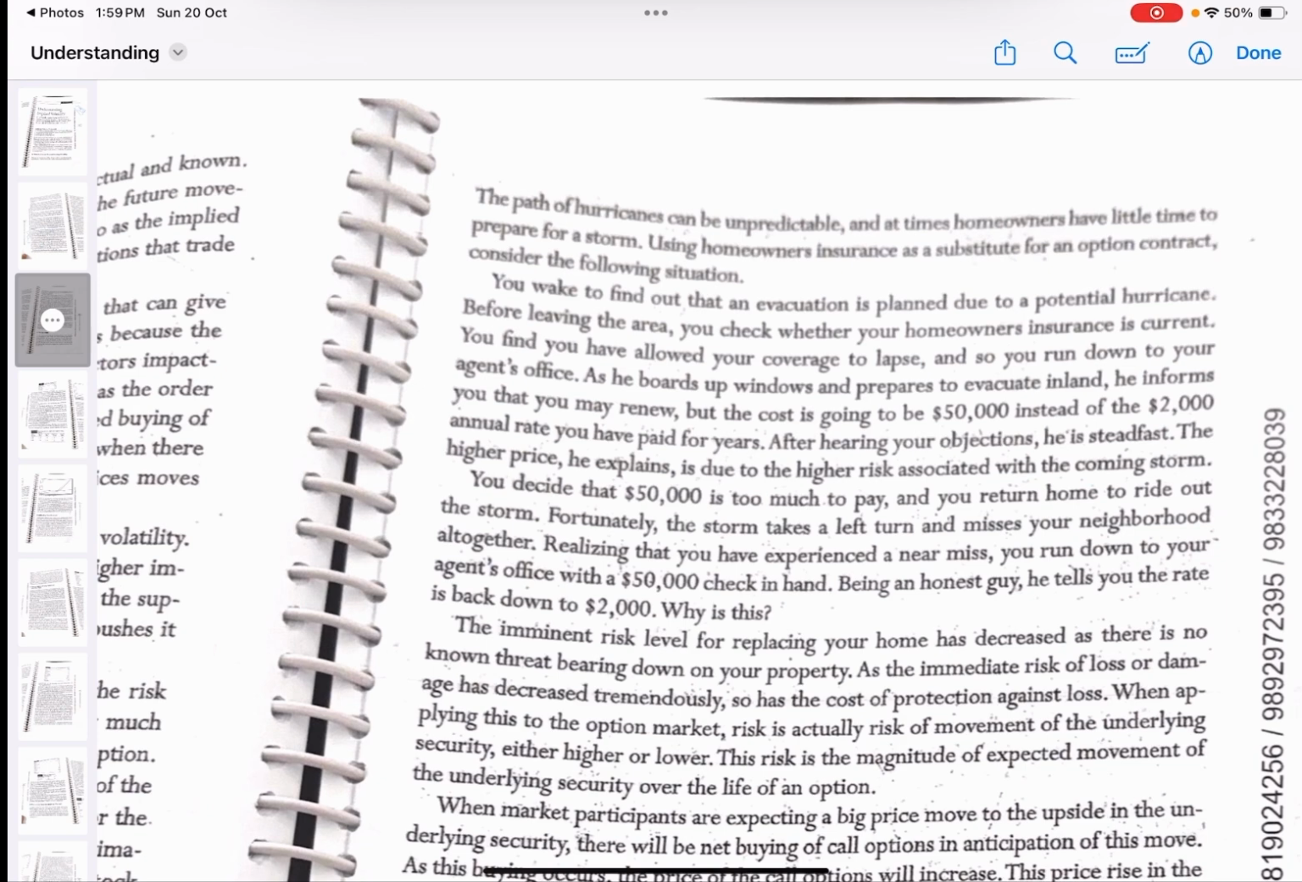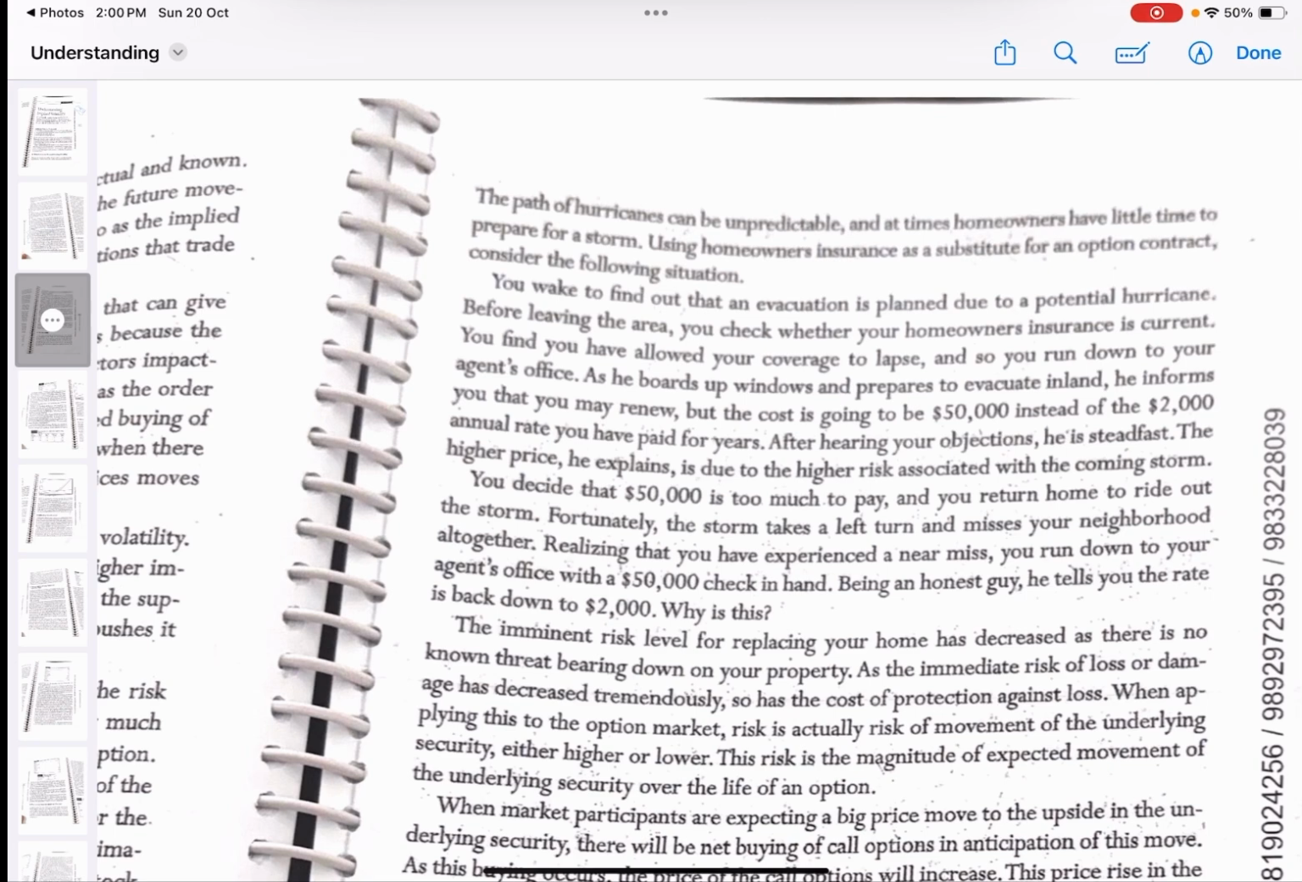Before leaving the area, you check whether your homeowner's insurance is current. You find you have allowed your coverage to lapse, so you run down to your agent's office. As he boards up windows and prepares to evacuate inland, he informs you that you may renew, but the cost is going to be 50,000 instead of the 2,000 annual rate you have paid for years. After hearing your objections, he is steadfast. The higher price, he explains, is due to the higher risk associated with the coming storm. Do you understand the example that is explained over here? So initially, you just have to pay 2,000 as a premium to the insurance company, right?